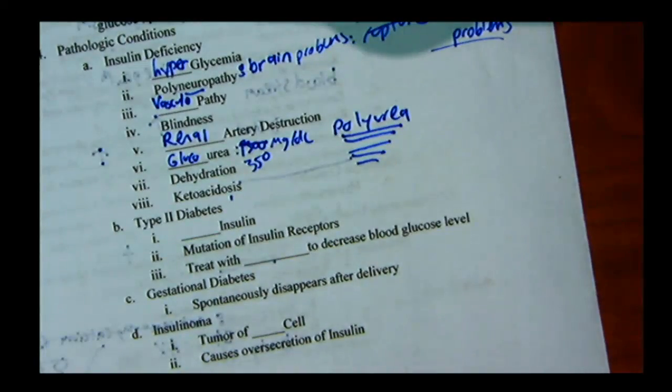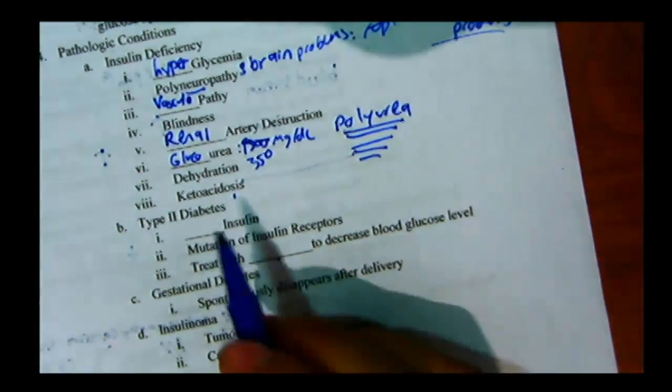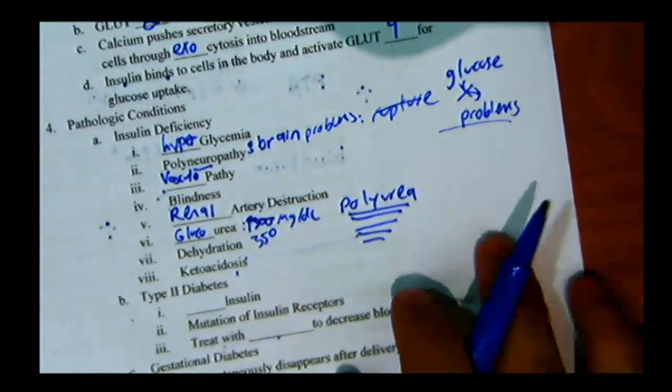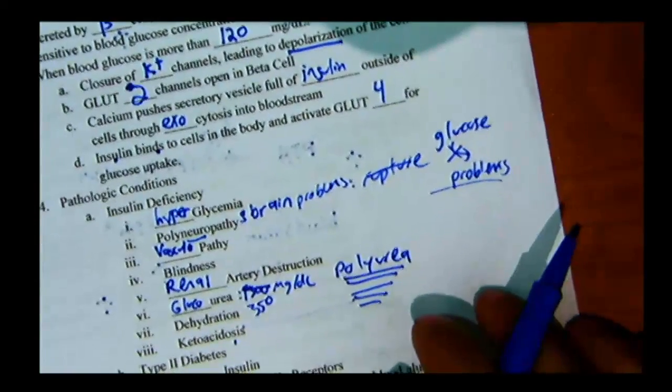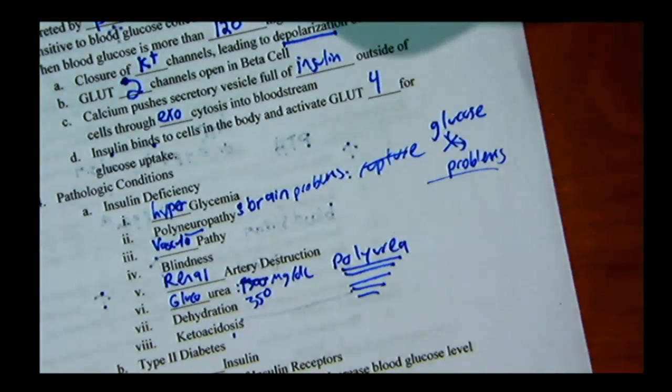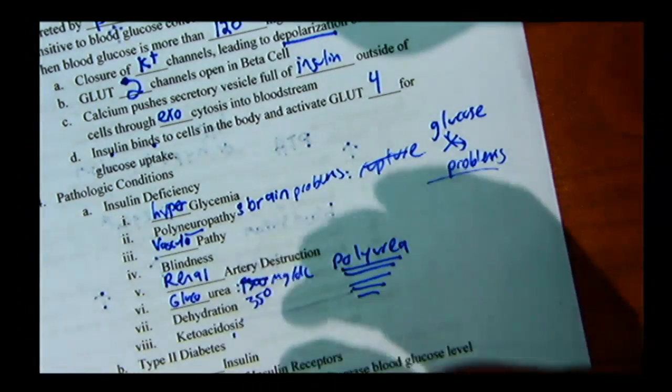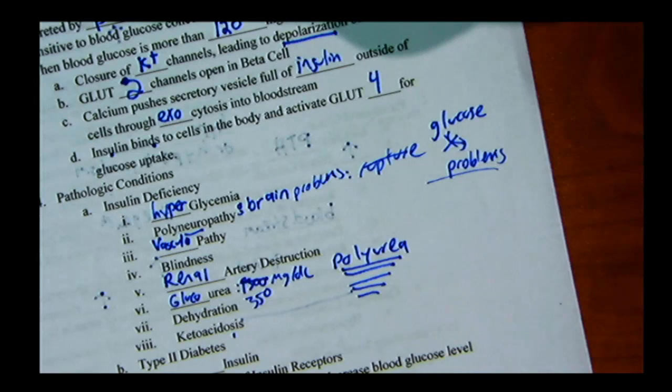Yeah? Yeah, so if there's no insulin to let the glucose into the cell, the glucose just stays in the blood. So it's hyperglycemia. It's literally saying there's a bunch of glucose in the blood that can't go into the cell. Does that make sense? Yeah? Okay. Cool.